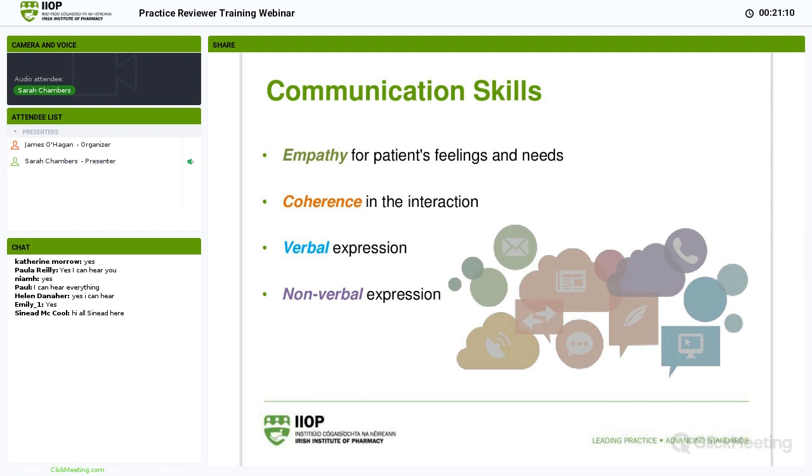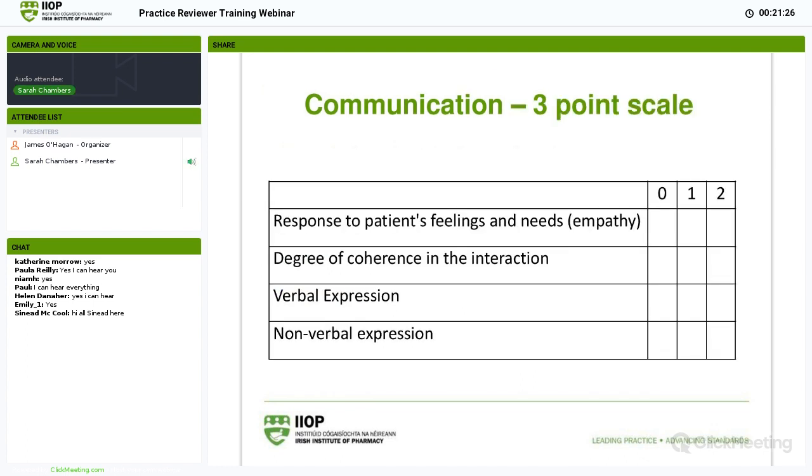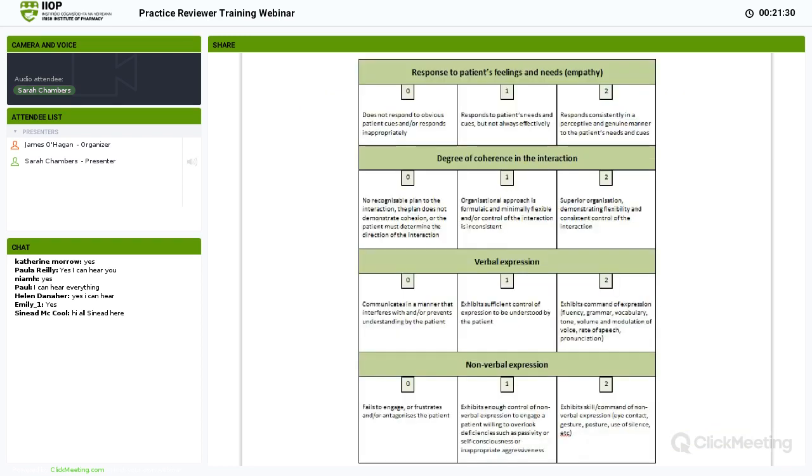As I've mentioned, there has been a change to the communication skills part of the checklist for this practice review. Instead of the binary scale of yes or no, it's now a 3-point scale. That should make it a little bit easier to mark the communication skills point. This is what that looks like. You see that it goes from 0 to 2.